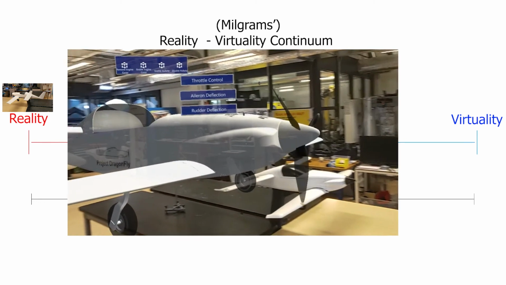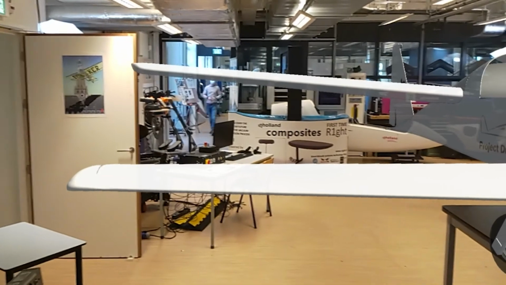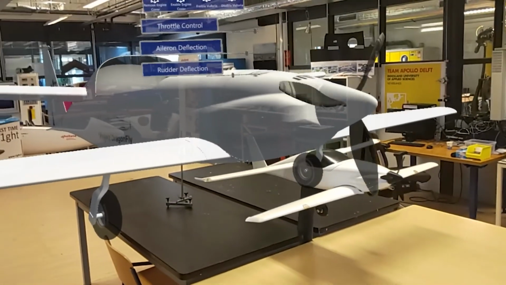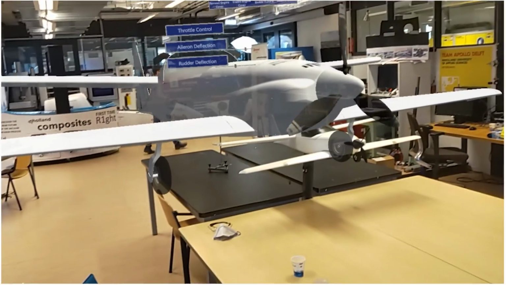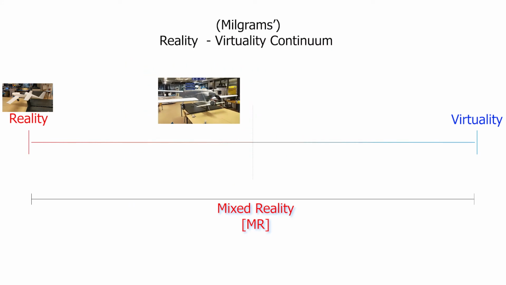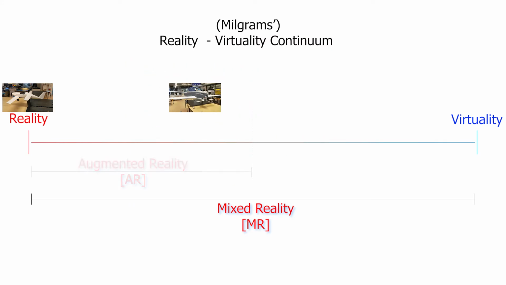Now we have the model projected in the laboratory. We have a situation where our experience is more immersive than before. We altered our perception and enhanced it with artificial or holographic content. This is known as augmented reality.